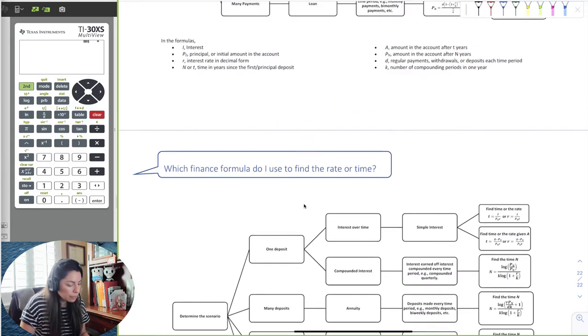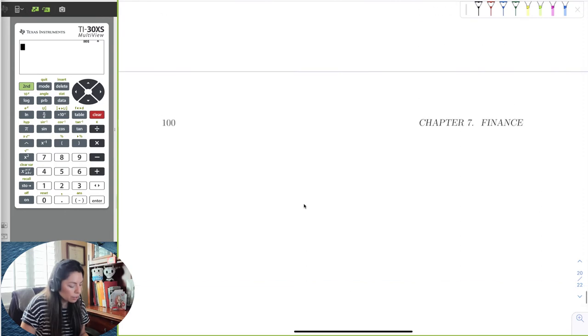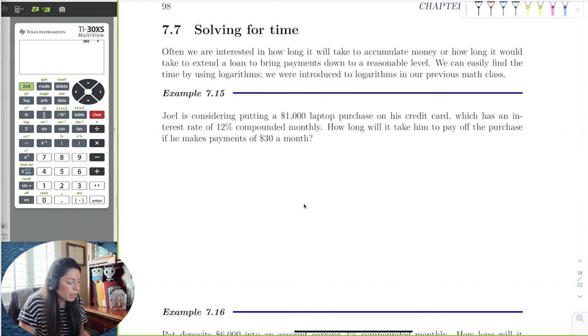So for example, let's go ahead and go up here. Joel is considering putting a $1,000 laptop purchase on his credit card, which has an interest rate of 12% compounded monthly. How long will it take him to pay off the purchase if he makes payments of $30 a month? So we ask ourselves, which scenario is it?